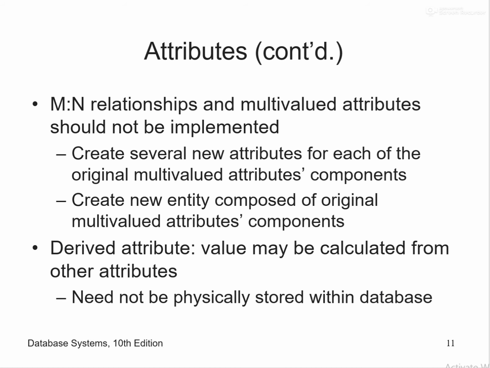Then we have another type of attributes, we call them derived attributes. Derived attributes are not physically stored in the database, but these are the attributes whose values may be calculated from other attributes. Like, for example, if the attribute is employee age, we don't need to store employee age in the database. Instead we can derive it by getting the difference between the current date and the employee date of birth.